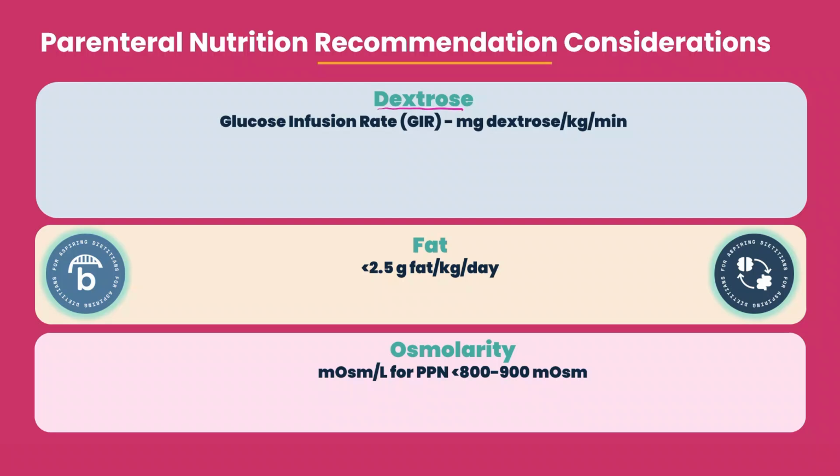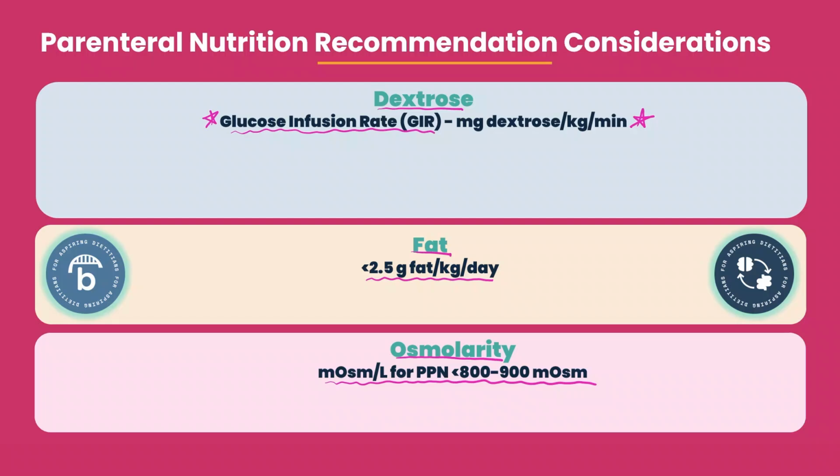And those are dextrose, as measured through the GIR or the glucose infusion rate, the amount of fats, making sure that it's less than 2.5 grams of fat per kilogram per day. Finally, for peripheral parenteral nutrition only, we have to check the osmolarity. That's the concentration of solutes in the solution. Your peripheral veins can't tolerate very concentrated solutions, so the total osmolarity needs to stay under 800 to 900 milliosmoles per liter.